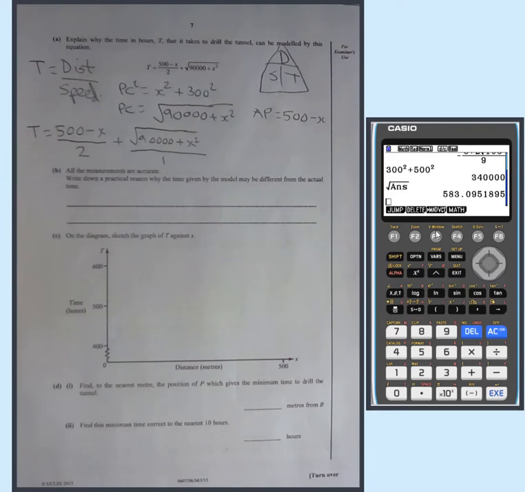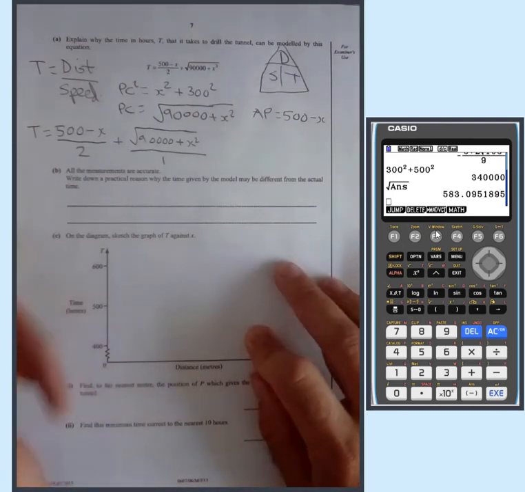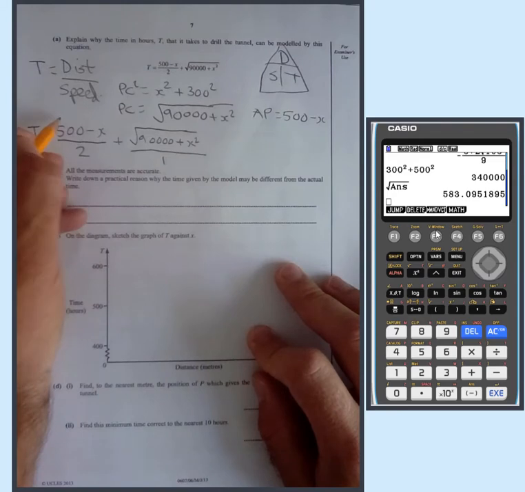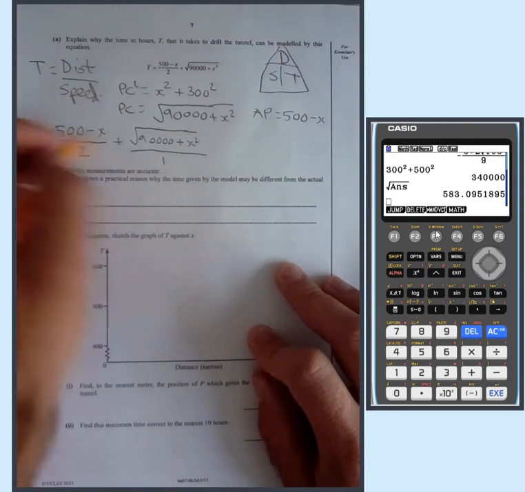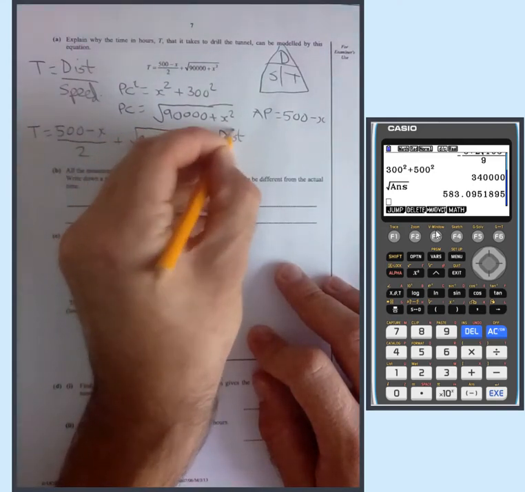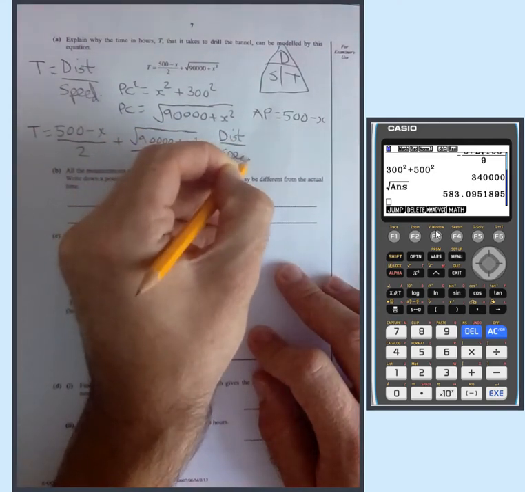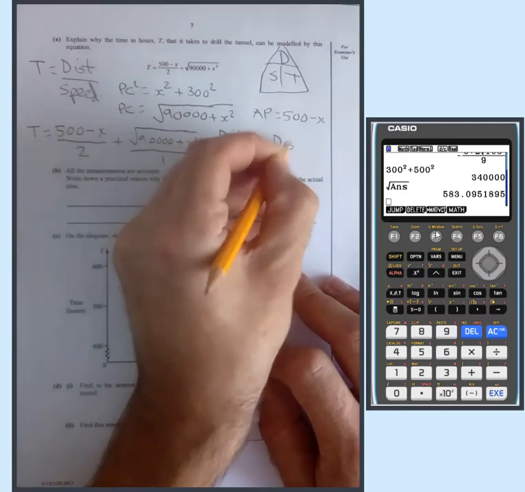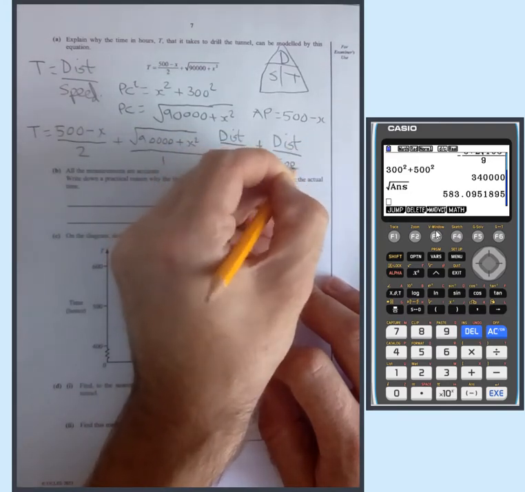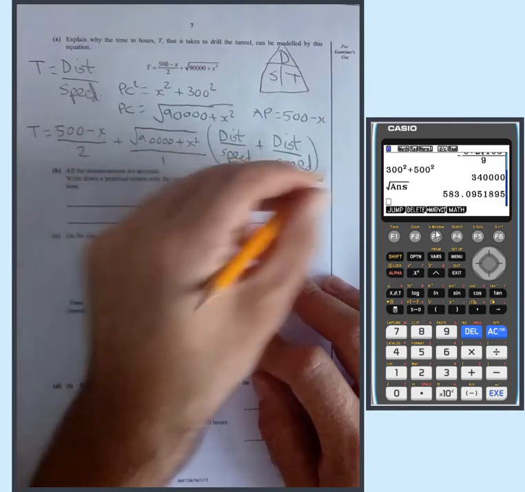It's a bit confusing, as when it says explain, I think we've got enough in there. I would much rather see some maths than actual words. But we've written about distance and speed. What you could do is a bit of labeling. I guess you could say distance over speed plus distance over speed plus distance over speed. If you write that, it's an explanation, and I've run out of room anyway.